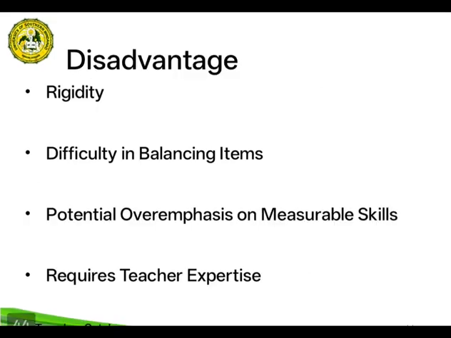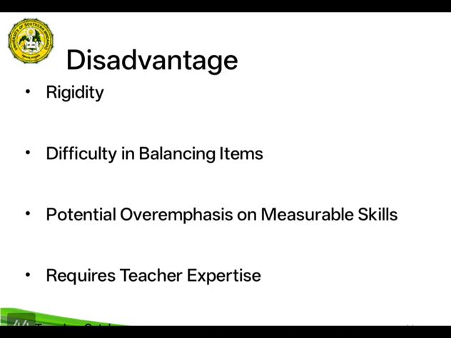We have the disadvantage of TOS with percentage. First, the rigidity. Strict adherence to standard might limit flexibility in assessing emergent or cross-cutting skills, and might discourage creative or integrative questions that don't fit neatly into the grid. Next is difficulty in balancing items. Some topics are naturally harder to create items for, especially at the higher cognitive levels. This could lead to uneven difficulty across the test if not carefully reviewed.